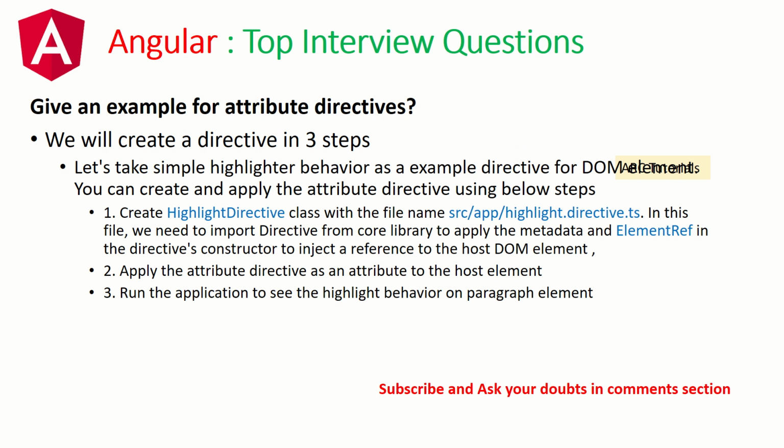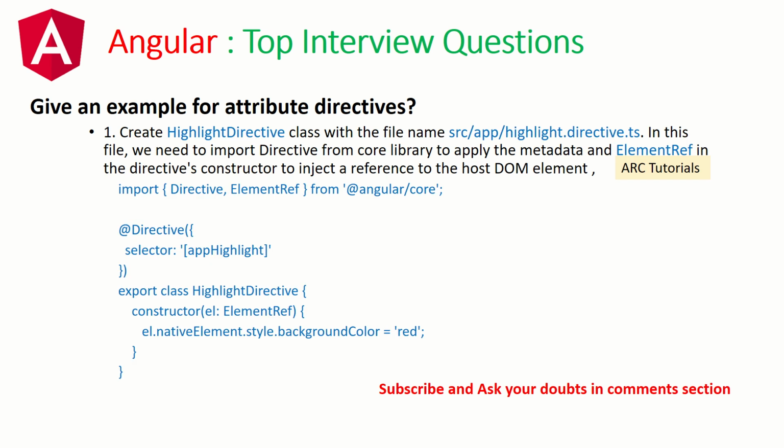Now, here we are deep diving into some code to see how to create a custom attribute directive. We will do it in three steps. One, first we will generate the directive and give it a class name. Second, we will apply the attribute directive to the DOM element on which we want the behavior. In this case, whenever we apply the highlight directive, that element will get highlighted. And finally, we will run the application to see the behavior. So whenever you are asked in interviews, you can just give this example.